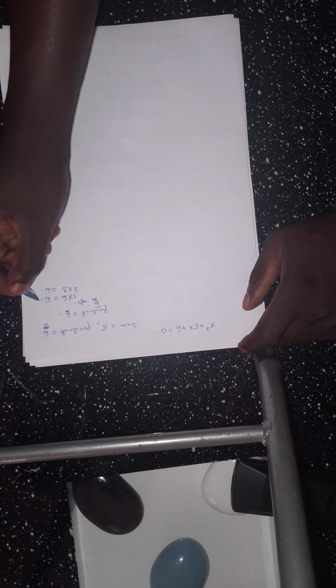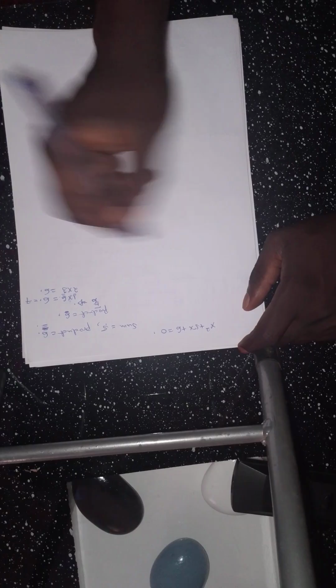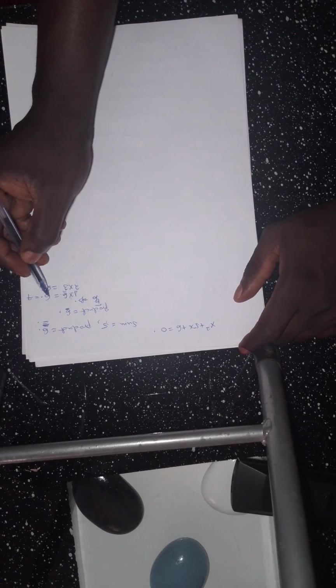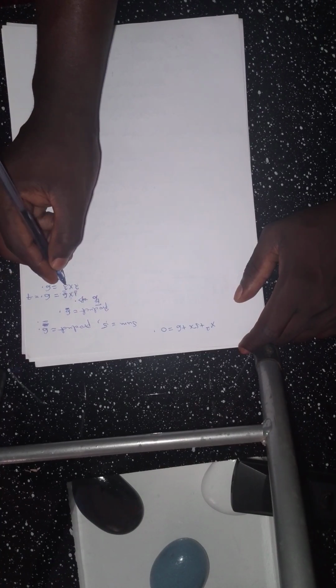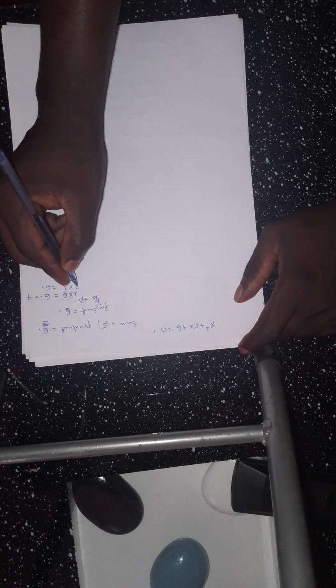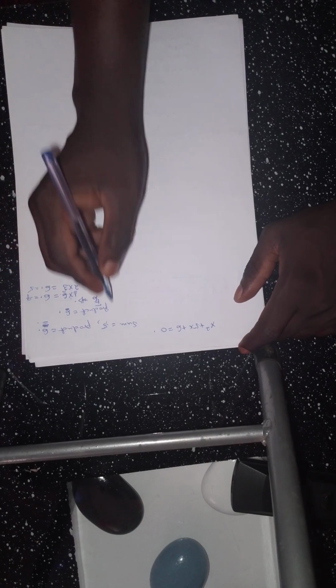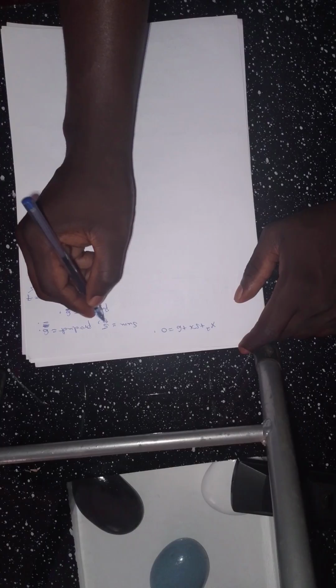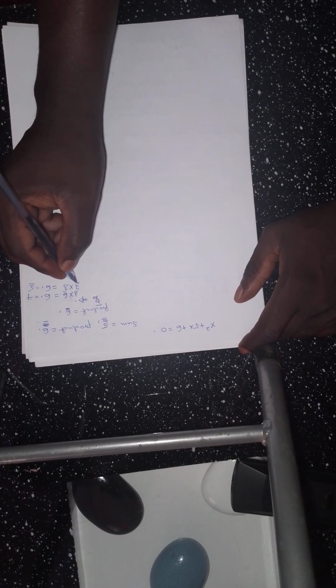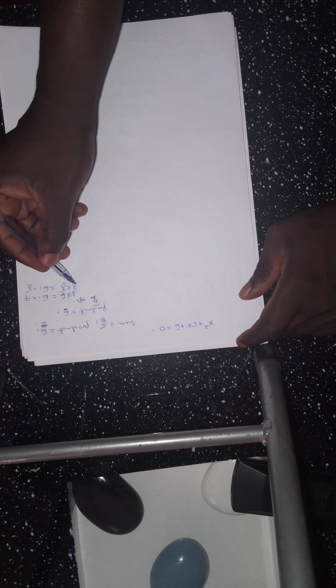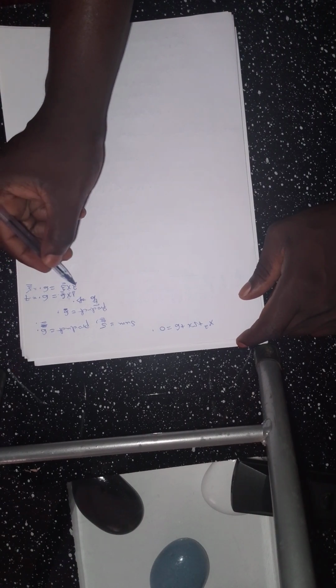1 plus 6 is 7, which means 1 and 6 are not the values that we are looking for, because they give the product as 6, but when you add them, you don't get 5. 2 times 3 is 6, but what about 2 plus 3? 2 plus 3 is 5, and because our interest is in getting a 5, it means these are the values that we are interested in. When you multiply them, you get 6, and when you add them, you get 5.